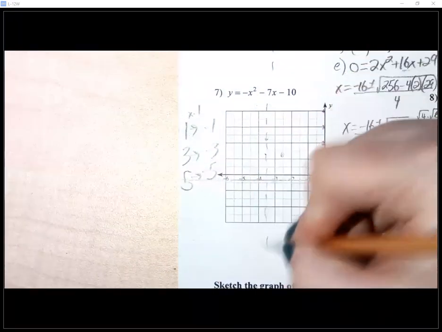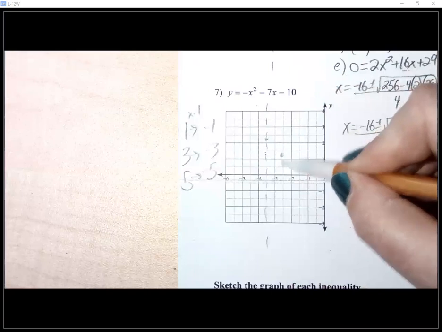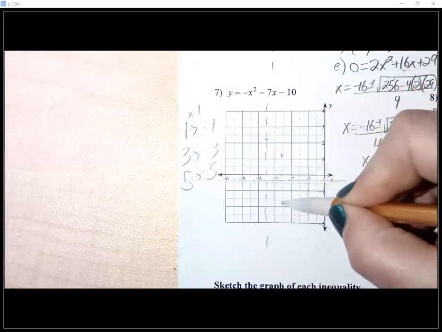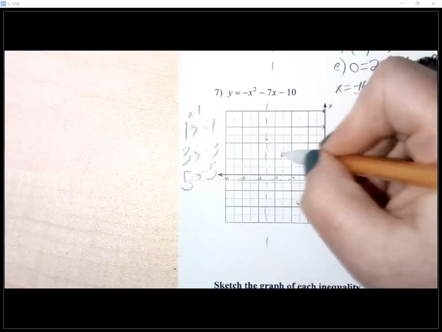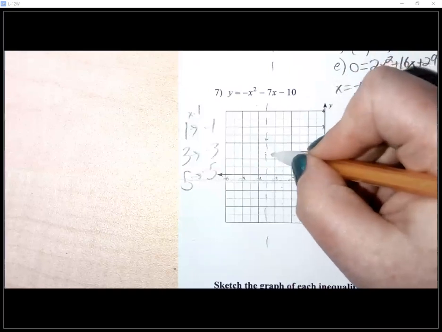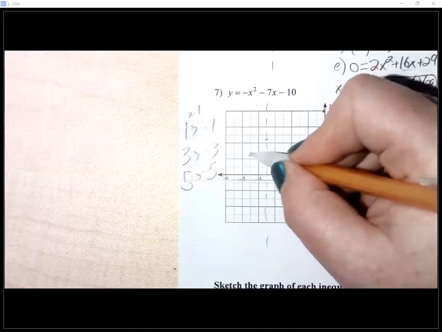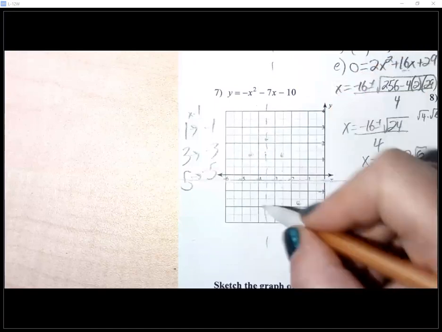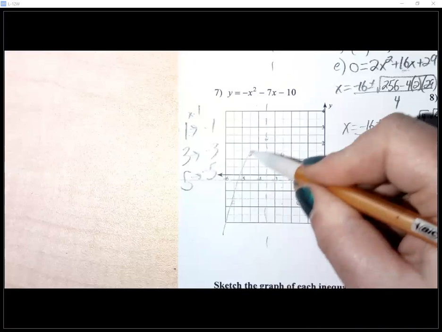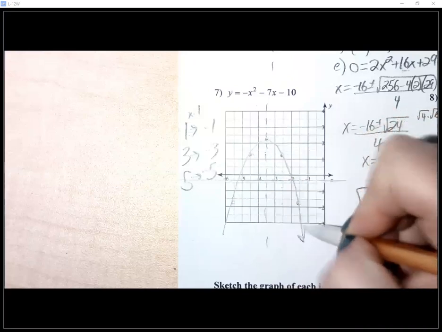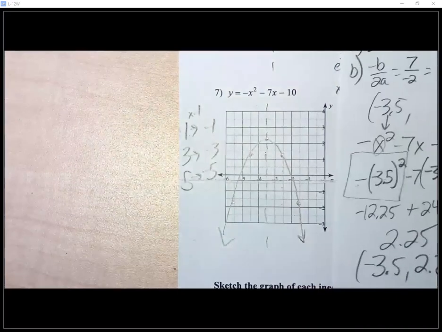Oh, I forgot my axis of symmetry. From that point, now I'm going to go down 3 boxes. So 1, 2, 3 over 1. So I'm landing right there. Don't forget to mirror these things over. That one's there. And then this one right there. Connect with a nice smooth curve. Ta-da! And it's everything we thought it would be. It's upside down. It's got its vertex in the right spot.